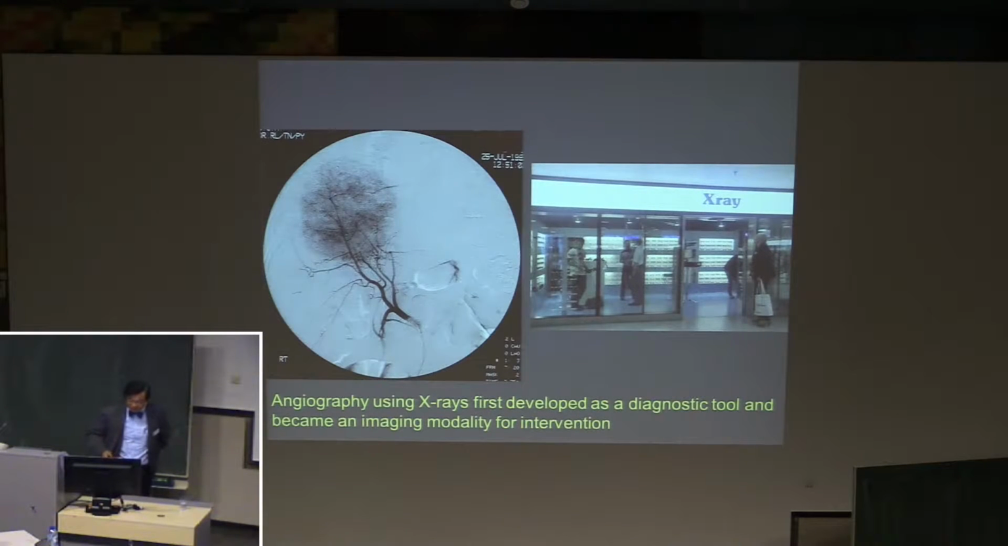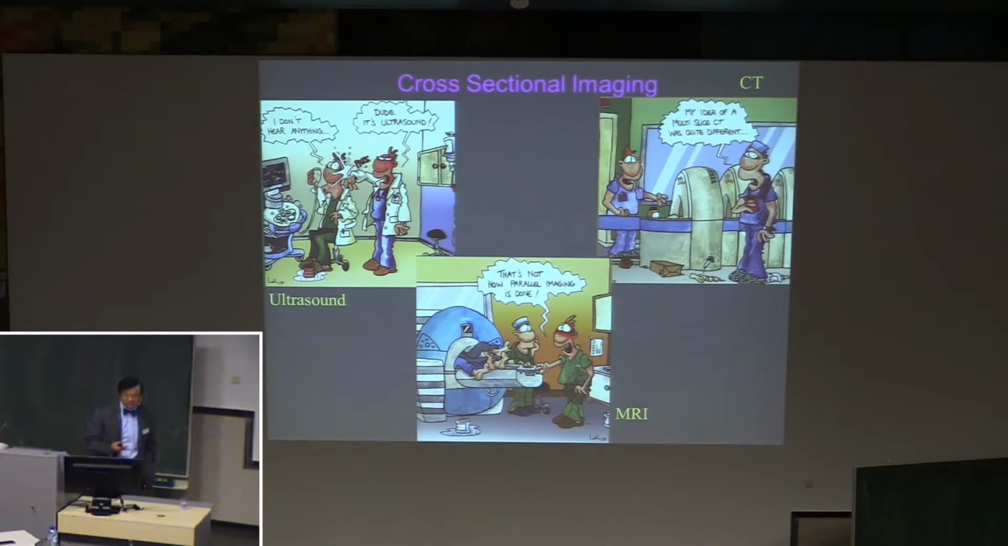As was previously shared by Aryan, the precursor for interventional radiology was actually angiography, when X-rays were first developed as a diagnostic tool, and then they later became an imaging modality for intervention. And the development of cross-sectional imaging, ultrasound, CT, MRI, actually came much, much later than angiography.